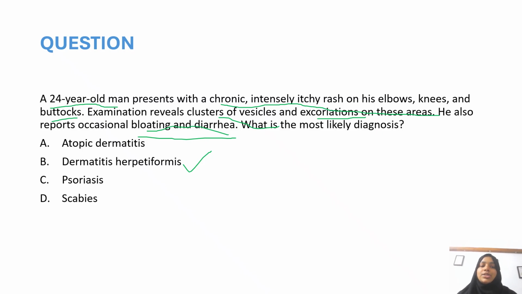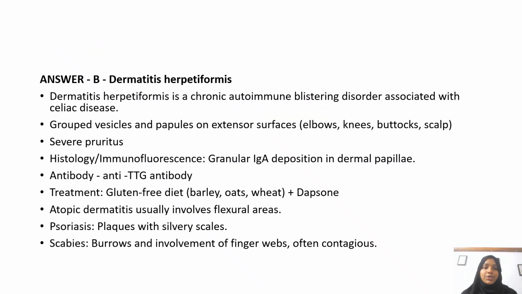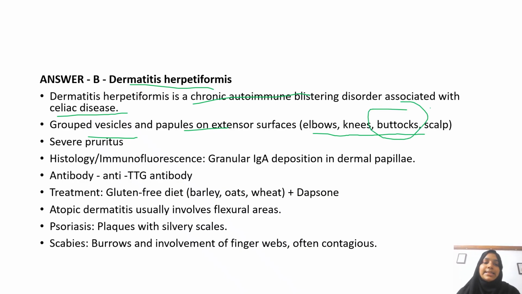So this question is talking about dermatitis herpetiformis. So the answer is dermatitis herpetiformis. It's a chronic autoimmune blistering disorder associated with celiac disease. There are grouped vesicles and papules on the extensor surface. It can include elbows, knees, buttocks especially, and scalp. There is severe pruritus. On immunofluorescence, there is granular IgA deposition in the dermal papilla. The antibody is anti-TTG antibody, which is the screening investigation for celiac disease, also for dermatitis herpetiformis.